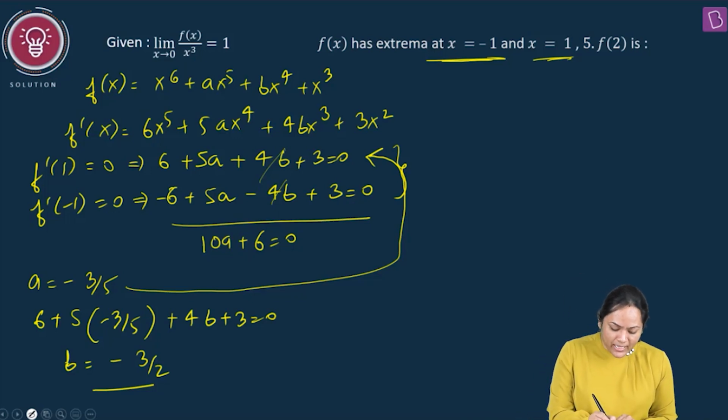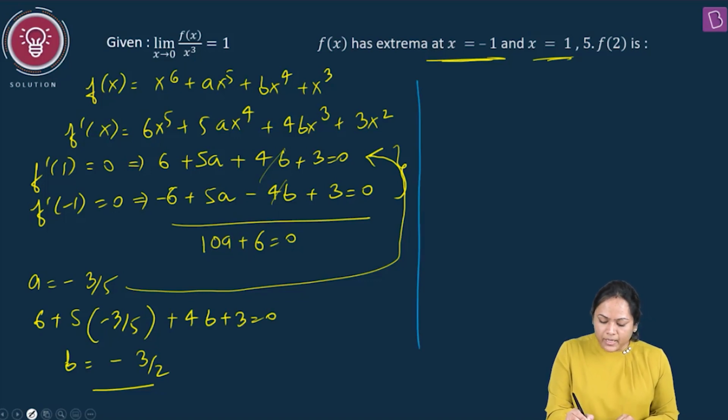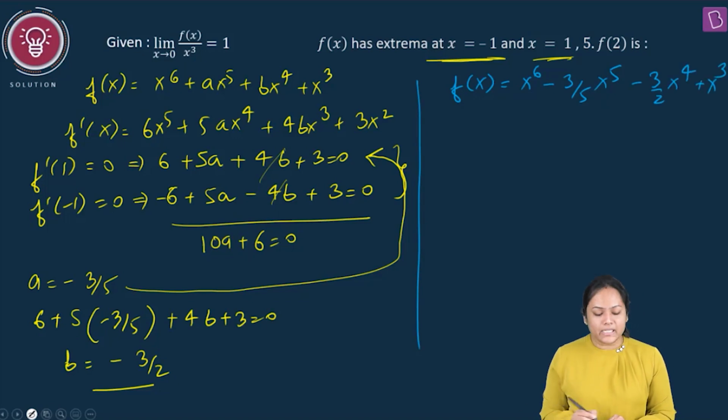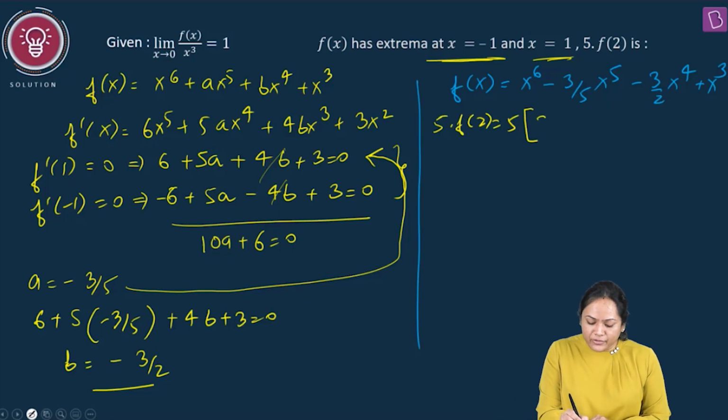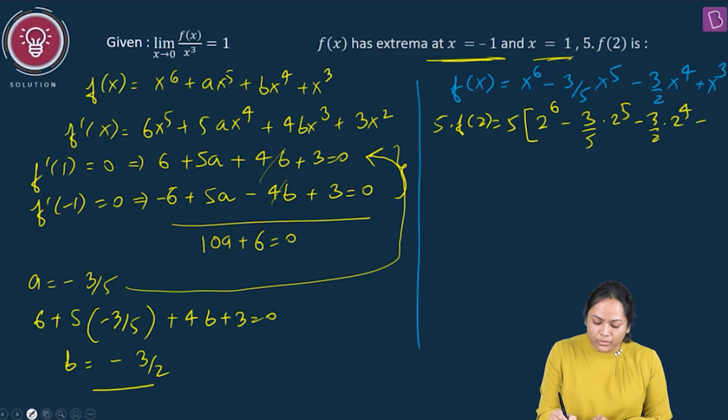Okay, so when we work upon that, I'm going to get my f(x) as x^6 - (3/5)x^5 - (3/2)x^4 + x^3, right? And when I actually find the value of 5 times f(2), it's going to become 5 times of 2^6, then minus 3/5 times 2^5, then minus 3/2 times 2^4, plus 2^3.